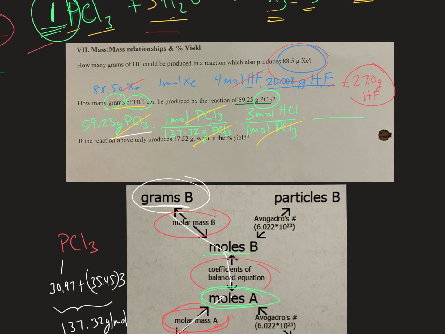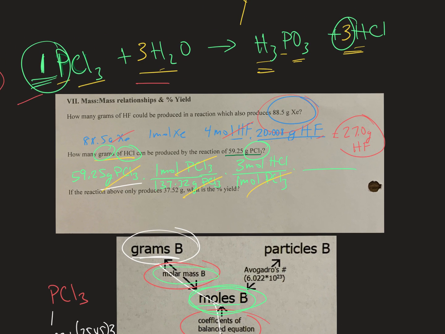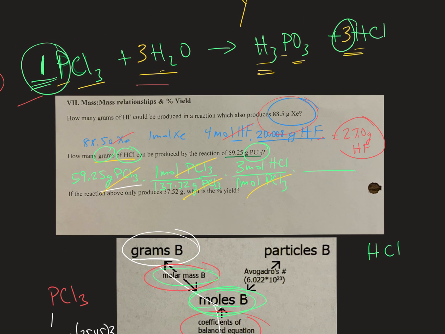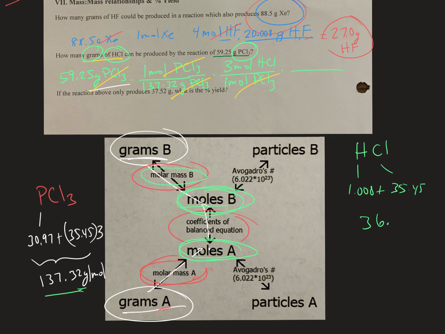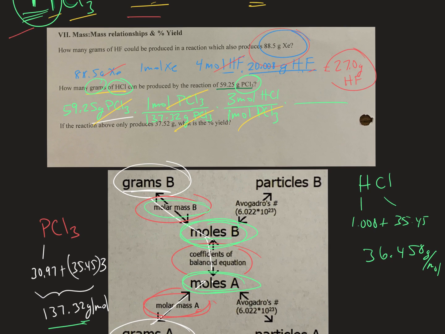On our mole roadmap, we're right here. So now we just use the molar mass to get to grams. Molar mass of HCl is 1.008 plus 35.45. That's a total of 36.458. Okay? Grams per mole. We want grams, so the 36.458 grams goes on top, and 1 mole on the bottom. We good?